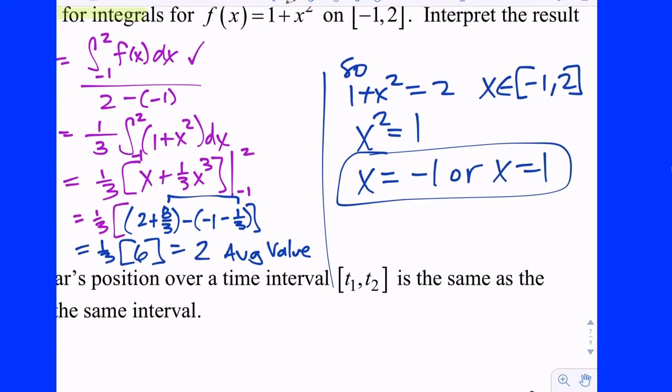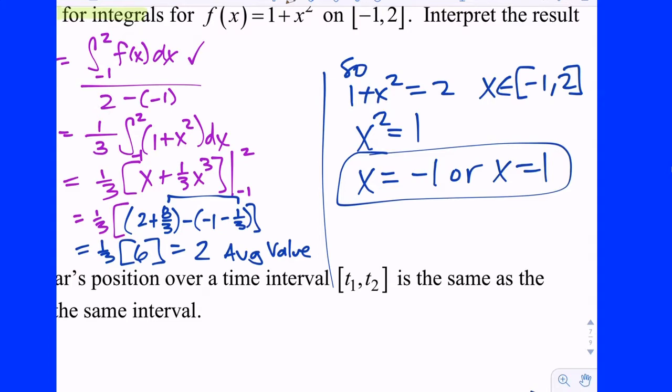So if you need the x value, you set the original function equal to your average value, and then you solve that equation. And once you get your x value, then you must make sure that it is actually where, in the closed interval, not outside of it.